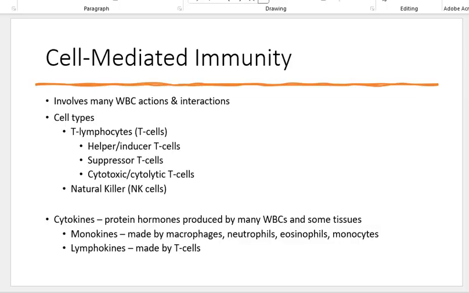This involves many white blood cells, actions and interactions. Cell types: you have helper and inducer T cells. They act as organizers. They recognize non-self and then secrete cytokines that enhance activity of other white blood cells and increase overall immune function. The organizer is calling in the army squad of WBCs involved in inflammatory, antibody, and cellular production.